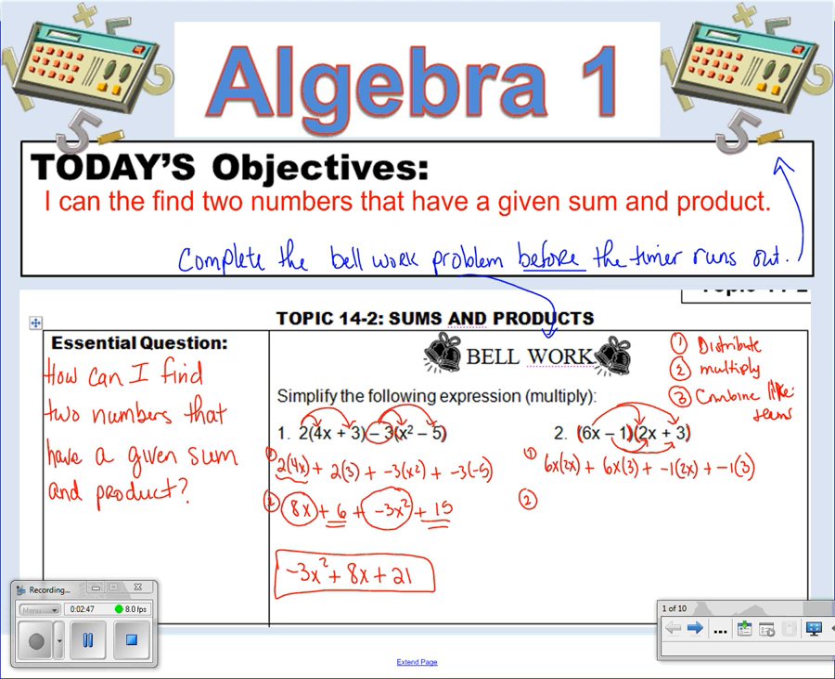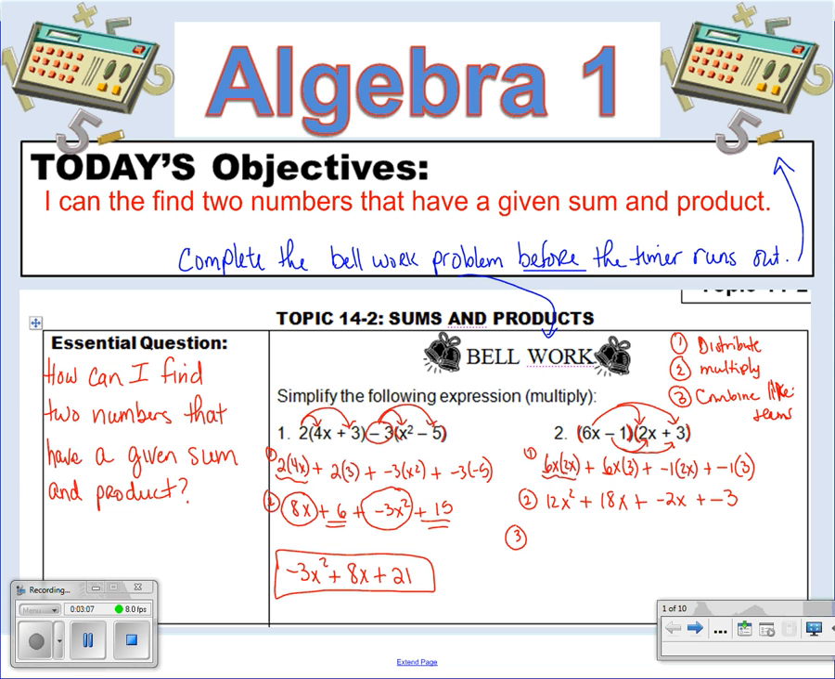So first step was to distribute. Second step, let's multiply. 6x times 2x, we'll do 6 times 2 is 12, x times x is x squared. Plus 6x times 3, 6 times 3 is 18, and we're left with an x. Plus -1 times 2x, that's a -2x. Plus -1 times 3 is a -3.